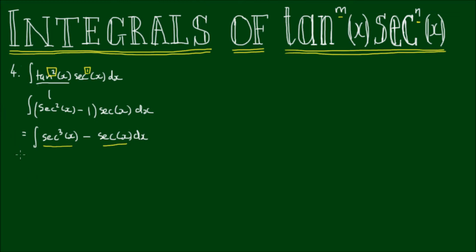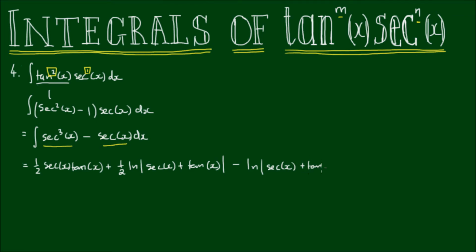Now, I happen to know that the integral of secant cubed x is equal to 1/2 of sec x tan x plus 1/2 of the natural log of the mod of sec x plus tan x. We also have minus the integral of secant, which is equal to the natural log of sec x plus tan x, and then plus the integration constant c.